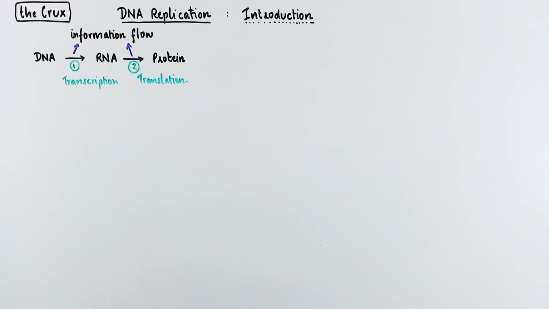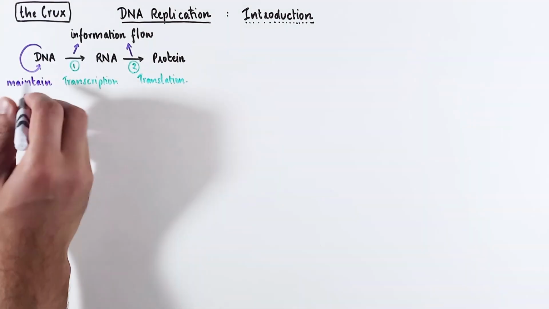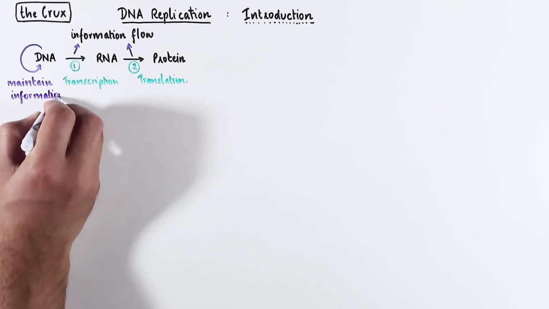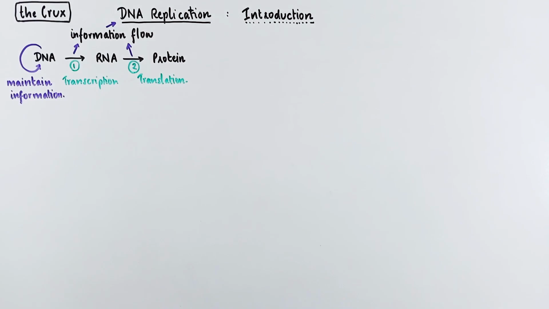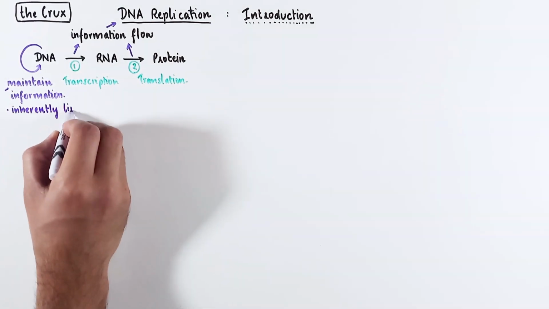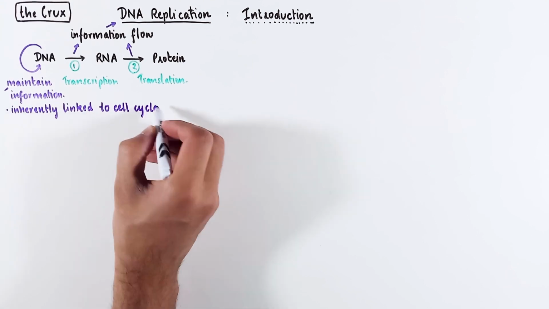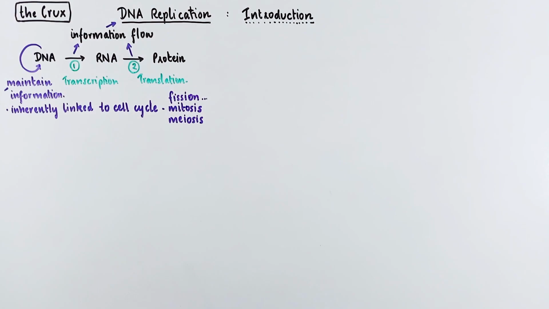The concept of DNA replication is not related to the conversion of information, but rather the maintenance of the information. And this is where the process of DNA replication comes into play. The maintenance of information is inherently linked to the cell cycle, which you may have heard as mitosis, meiosis, or fission in the case of bacteria, or some other name.